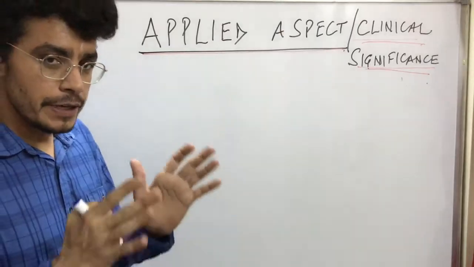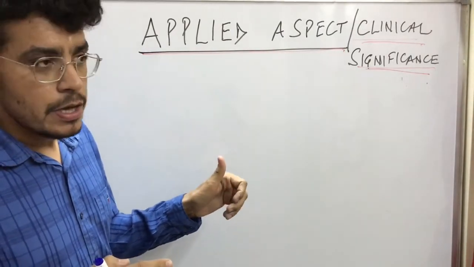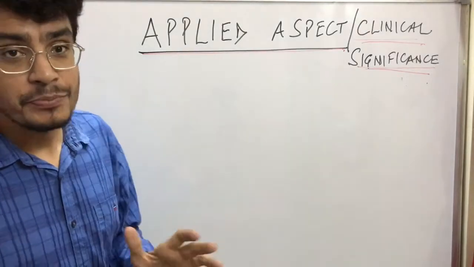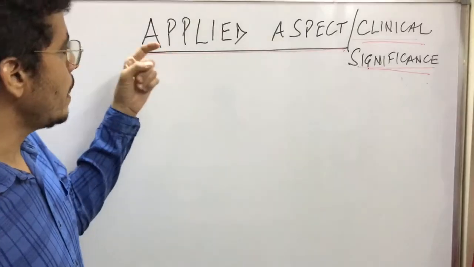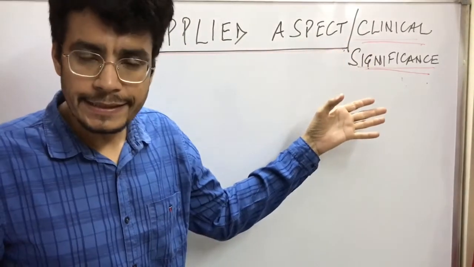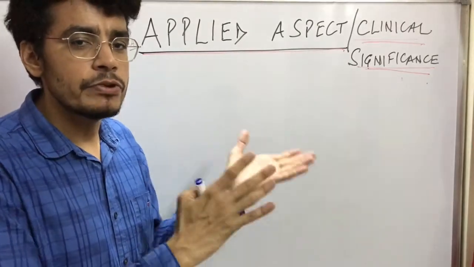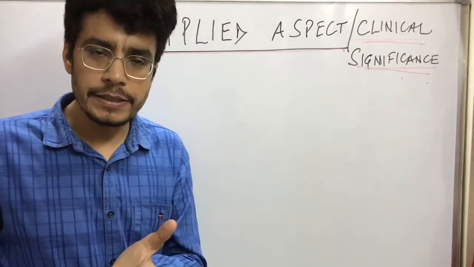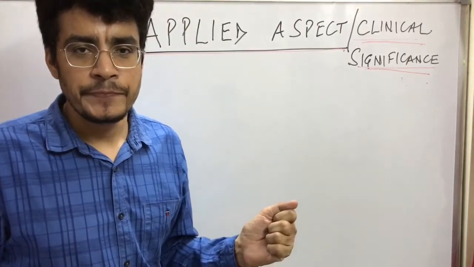And we are at the end of the motor system. Hopefully, today will be the last class. And this class will be, I guess, the most interesting class in the motor system because this is regarding the applied aspect or the clinical significance. Now, whatever we have learned, the basic part, we will correlate it clinically. Okay, so that will be more interesting.